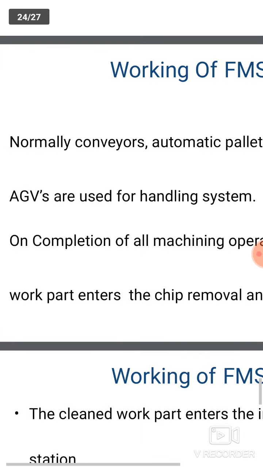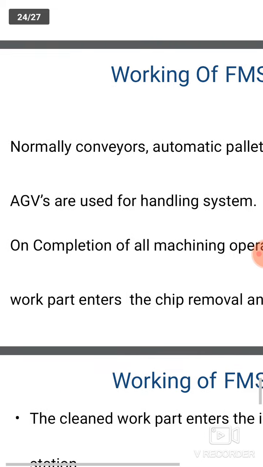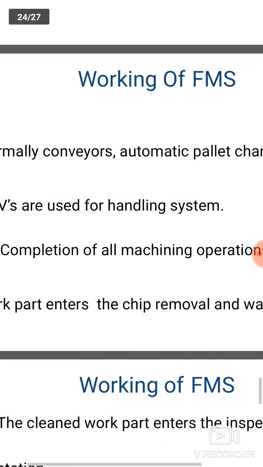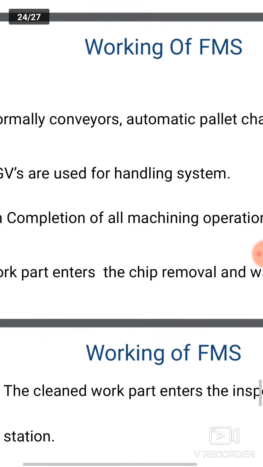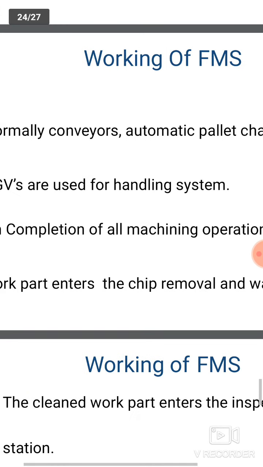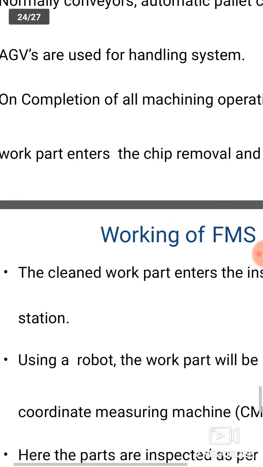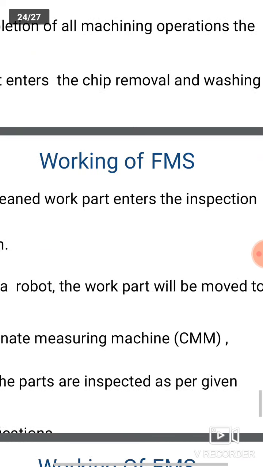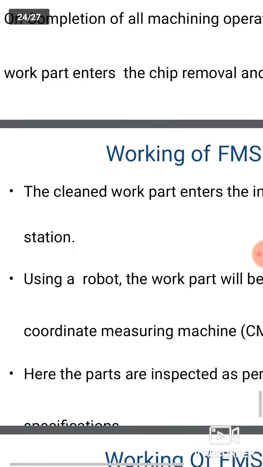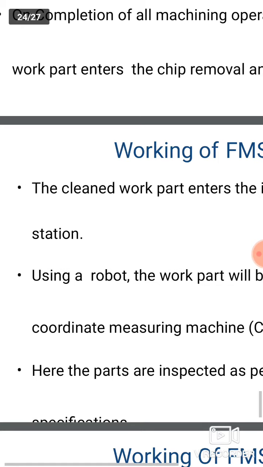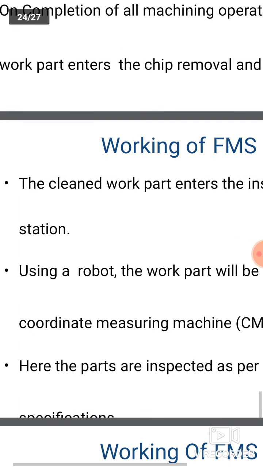So normally, conveyors, automatic pallet changers and AGVs are used for the handling system on completion of all machining operations. Automatic pallet change and automatic tool change, all this work will be going on in FMS. Using robots, the workparts will be moved to the coordinate measuring machine. After finishing, it moves to the next machine where the work is needed.